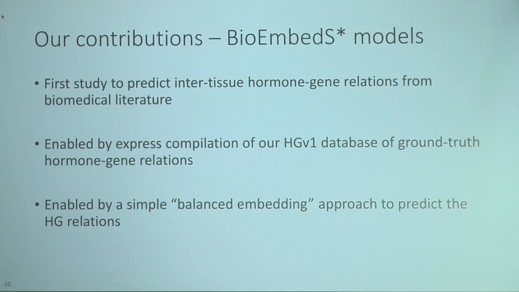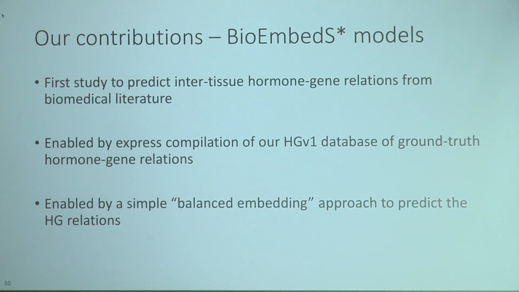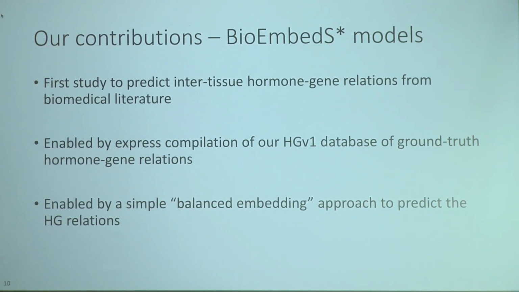Our contribution in this area: there has been a lot of work before on predicting disease gene relations, disease drug relations, and so on. We are the first to focus on predicting hormone gene relations, and this is possible because of two things that we did. One is that, expressly for this purpose, we constructed a hormone gene database, a ground truth set of hormone gene relations, right? Because of this ground truth, we then analyzed the properties of these hormone gene relations, and we figured out that we need to address certain issues of class imbalance. We will get into it in a short while, and we propose a balanced embedding approach, a word embedding approach, to predict the hormone gene relations.